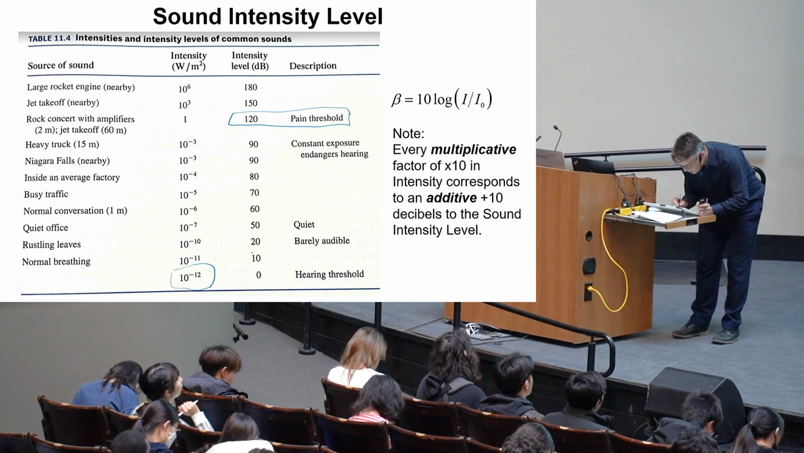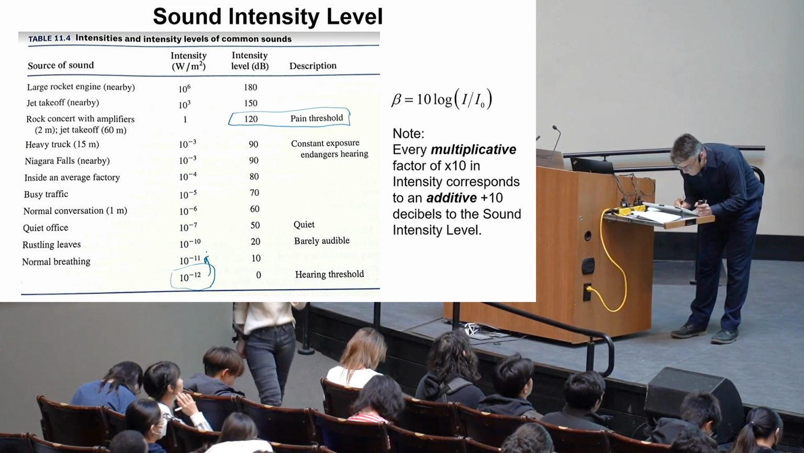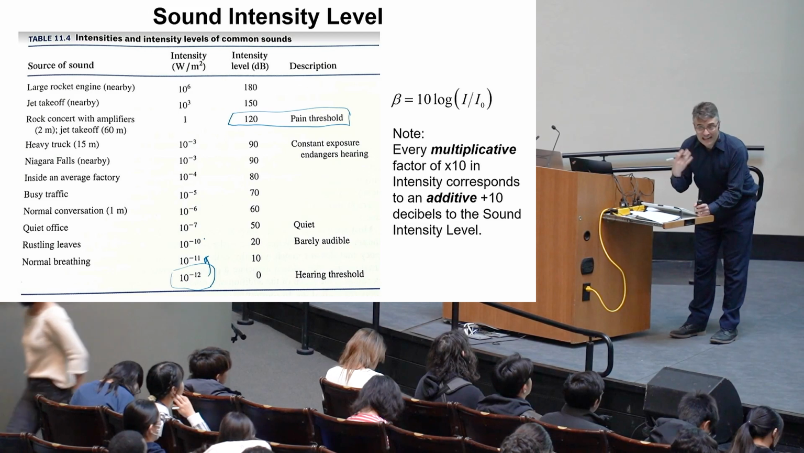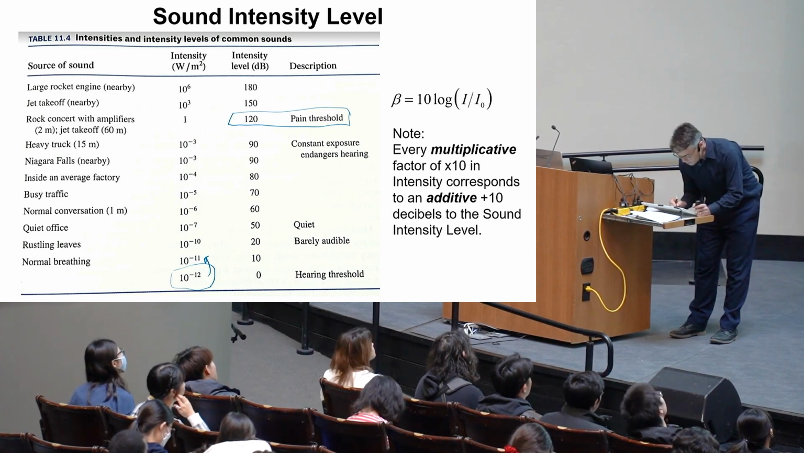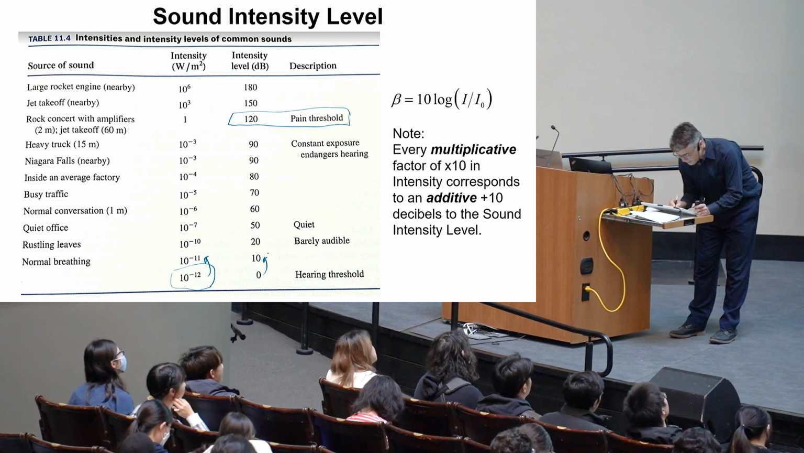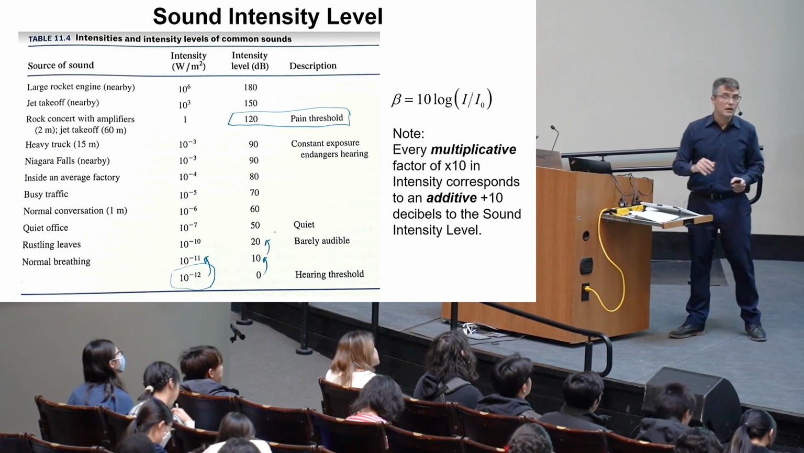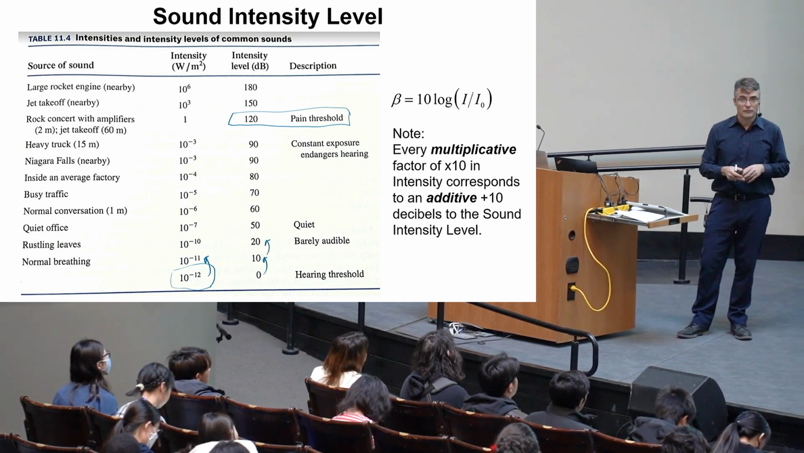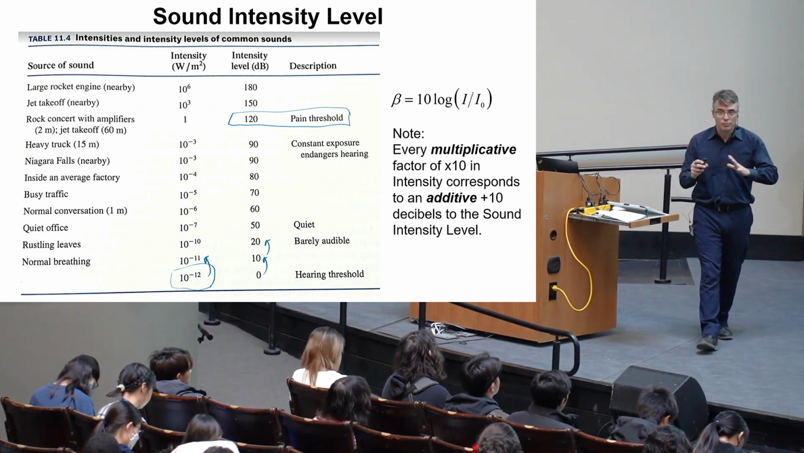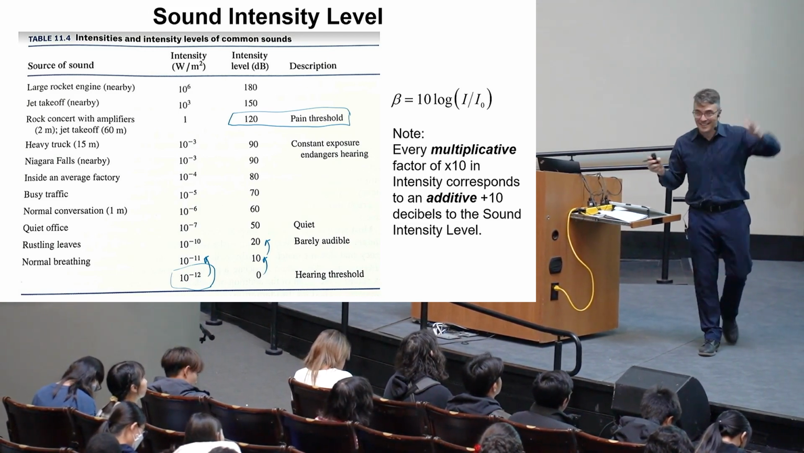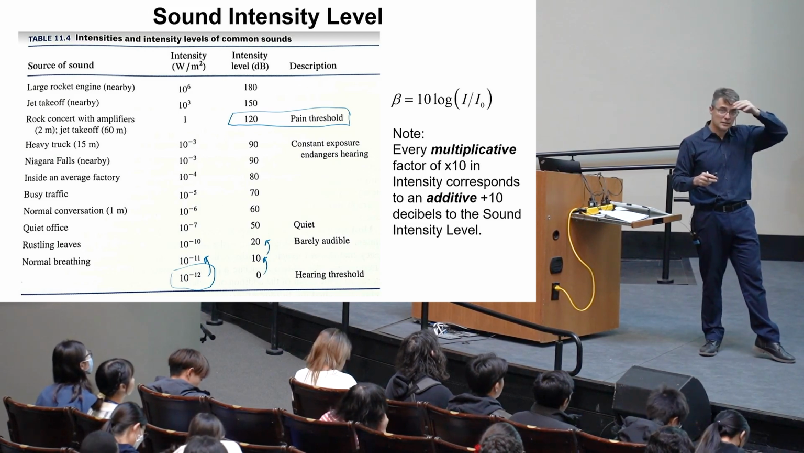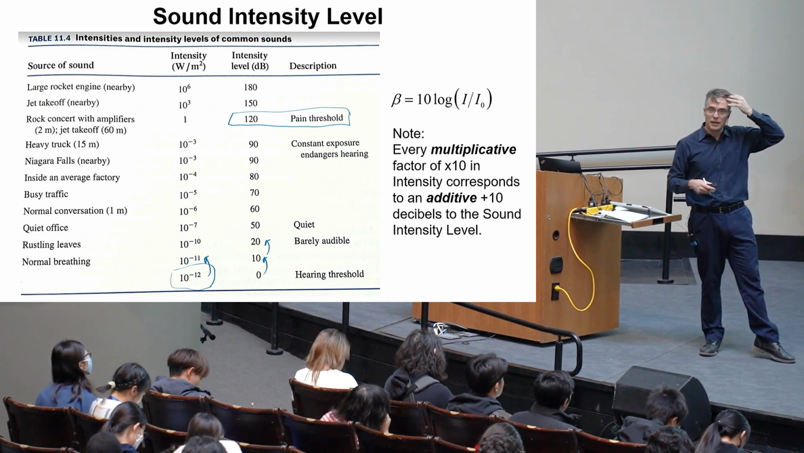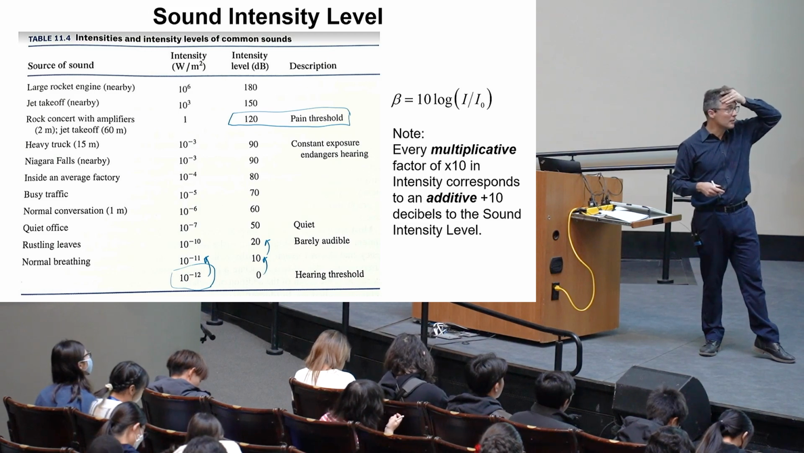But the point is, for every multiplicative factor of 10 in the actual energy, you get an additive plus 10 on this decibel scale. And I think what I want to impress upon you is that the real thing in physics is the intensity. And this intensity level was just invented for humans to try to have a nice system that uses smaller numbers.